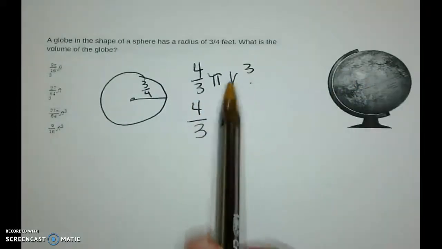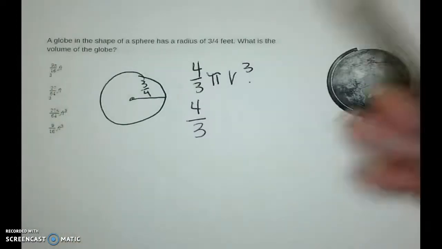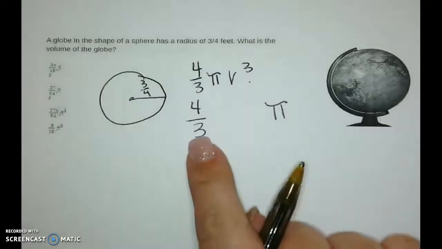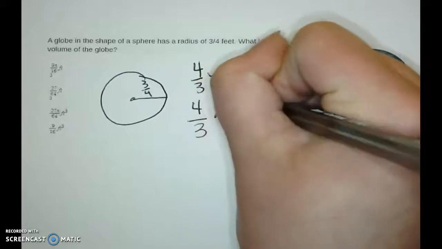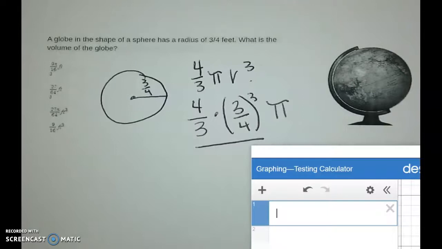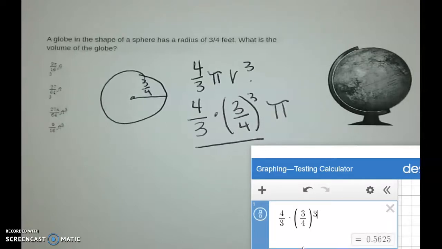Oh, I forgot to check my answer choices. So I'm coming over here. I see pi in 2 of them, so I'm going to pull pi to the end automatically, okay? So I'm just really typing in 4/3 times r, which is 3/4 cubed, okay? So we've got 4/3 times 3/4 to the third power. So 0.5625.